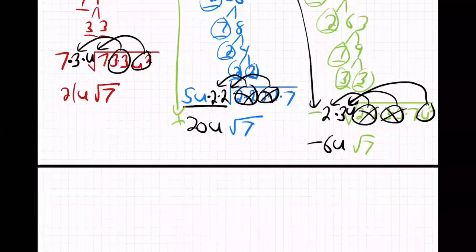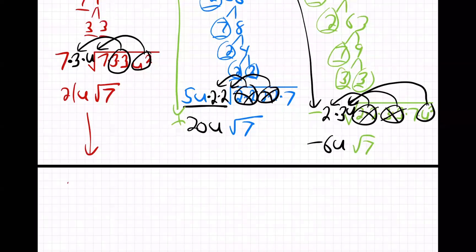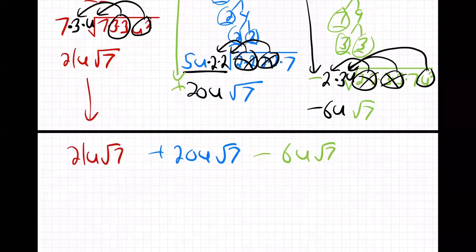So now we can bring this down and finish this problem up. So this first one here is 21u root 7. The one in the middle is plus 20u root 7. And the one at the back is minus 6u root 7. Okay, so it's come down to this. 21 of the u root 7s plus 20 of the u root 7s minus 6 of the u root 7s.